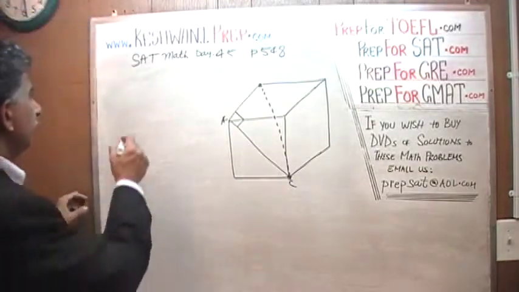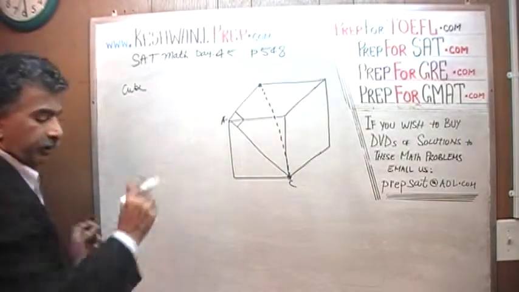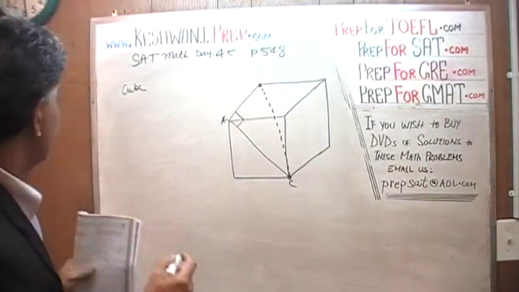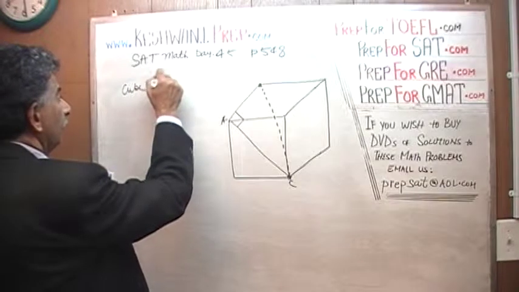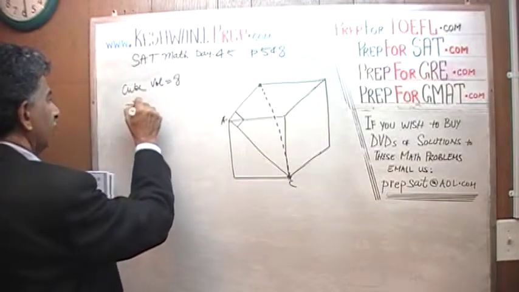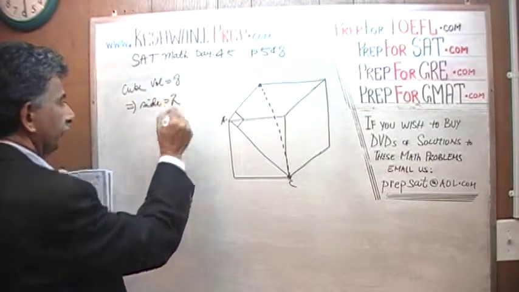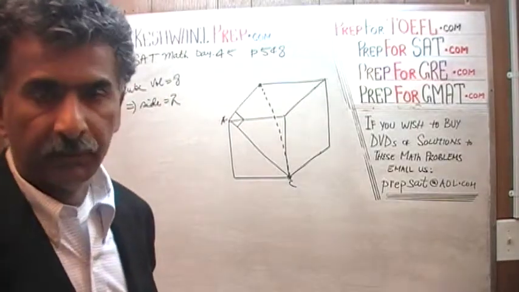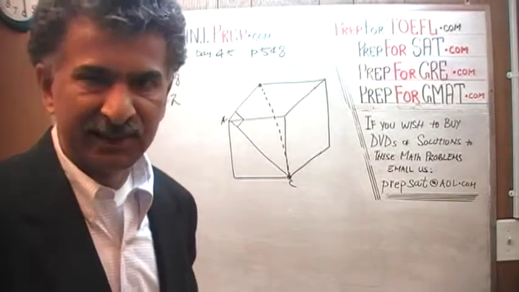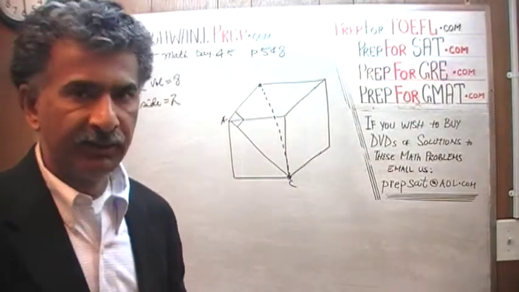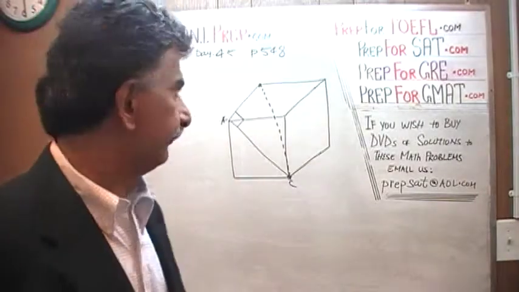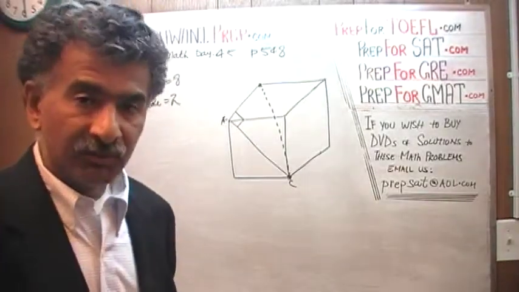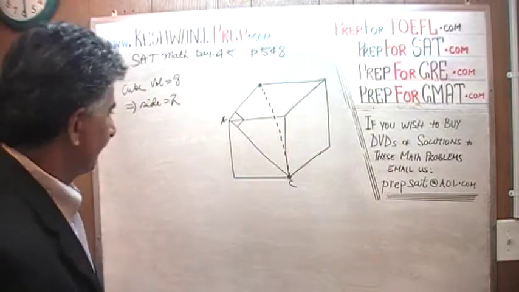We are told that the cube has a volume of 8. Well, that makes it very easy. That tells us that each side is 2, because 2 times 2 times 2 is 8. I get carried away, you see, it's the excitement. One tends to get excited when one is taking the SAT. So each side is 2.